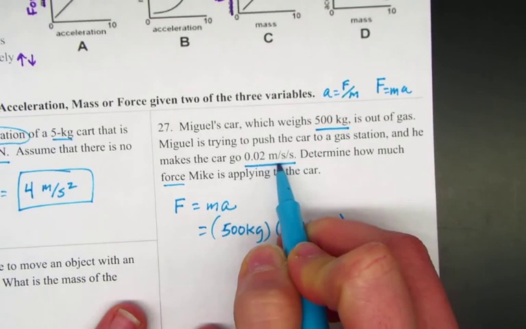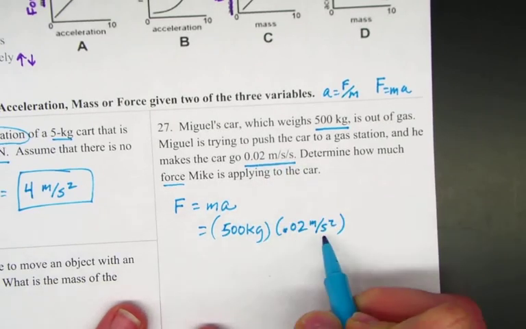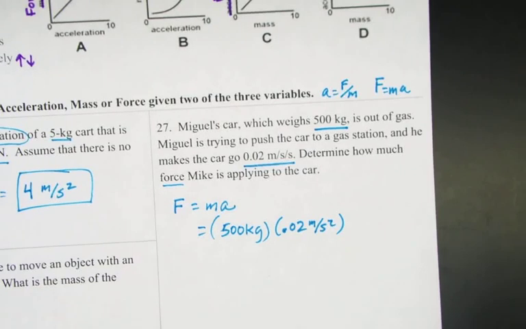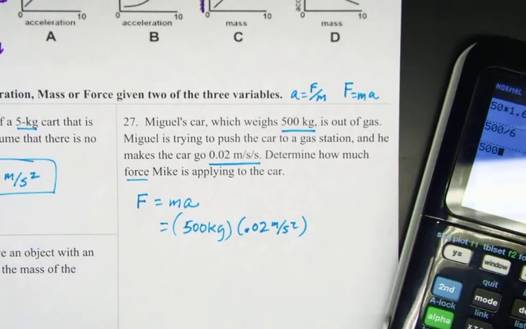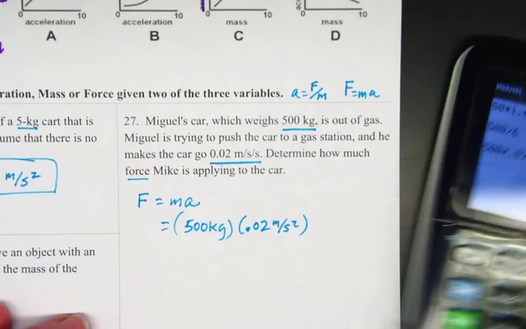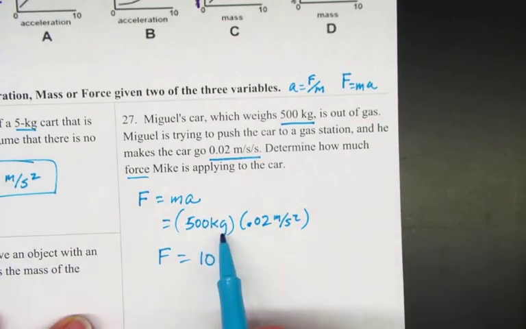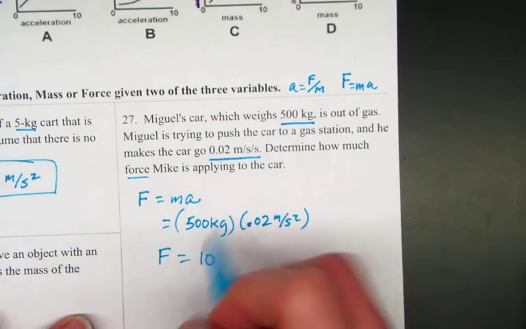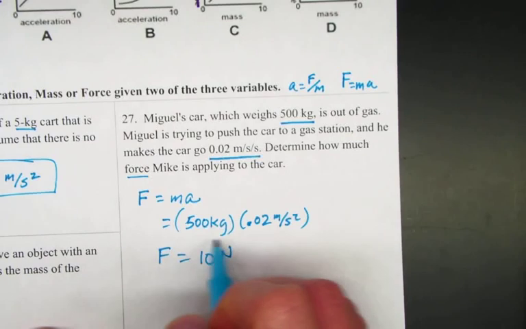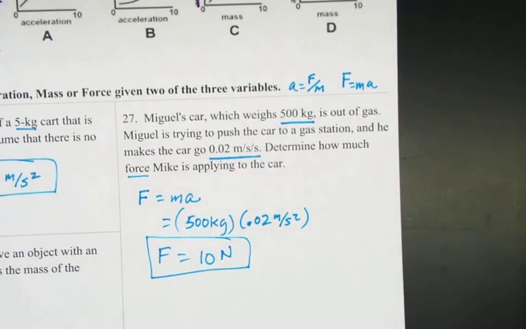So that meters per second, that's the same thing here. And then we plug that in. So 500 times 0.02. And then our force is going to be 10. Now again, we have kilograms times meters per second squared. That is what a newton is. So this is 10 newtons.